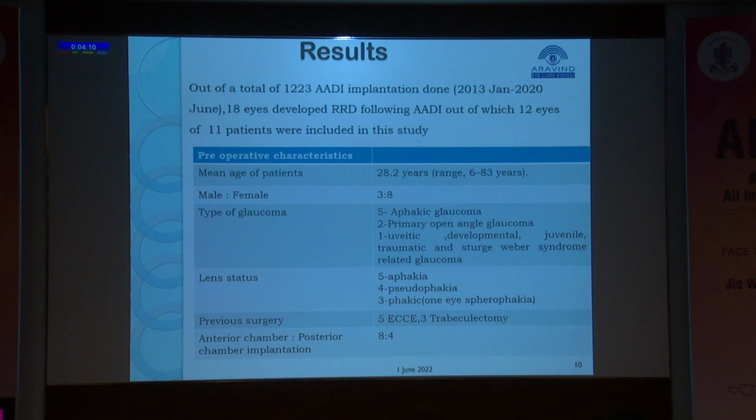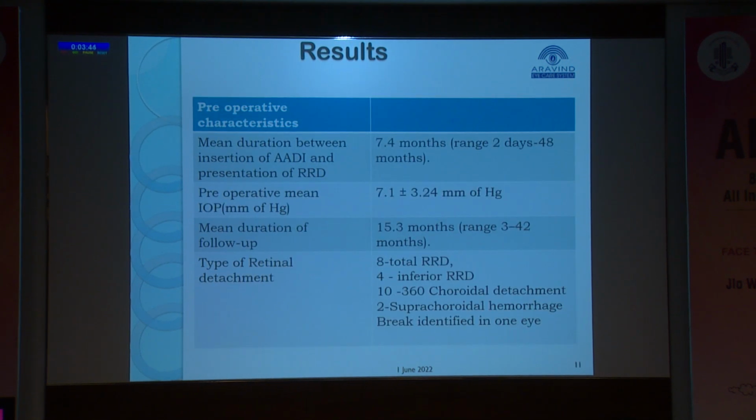Out of a total of 1,223 AADI implantations which were done in the study period, 18 eyes developed RRD, out of which 12 eyes of 11 patients were included in this study. The mean age of patients was 28.2 years. There were 3 male and 8 female patients. Aphakic glaucoma was the most common type of glaucoma, and 5 patients had undergone prior ECCE and 3 patients had undergone prior trabeculectomy. 8 patients had anterior chamber tube and 4 patients had a posterior chamber tube implantation.